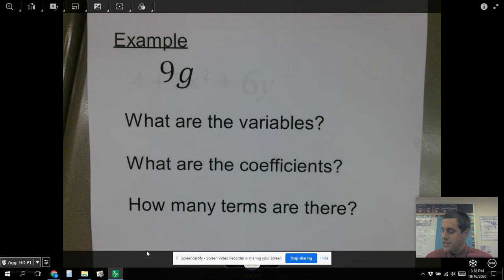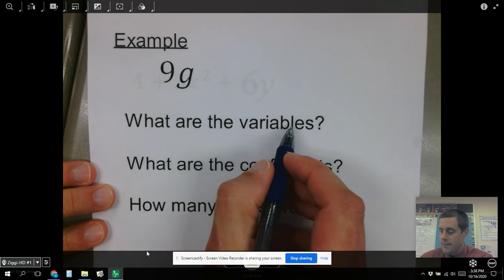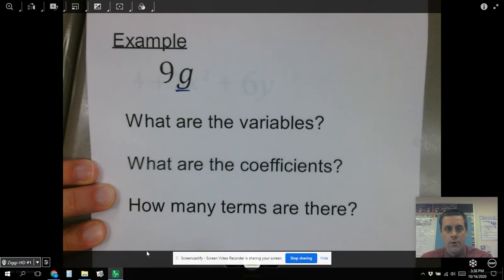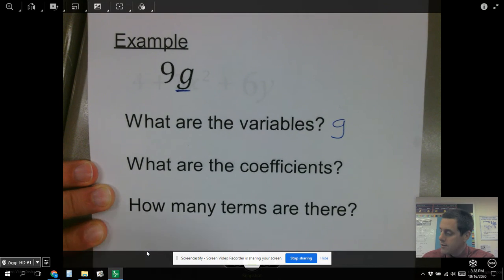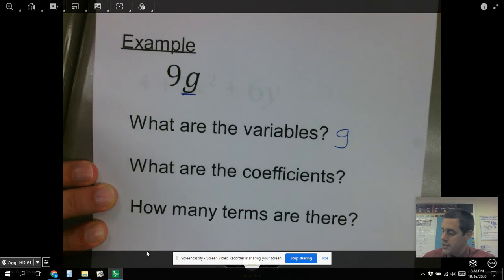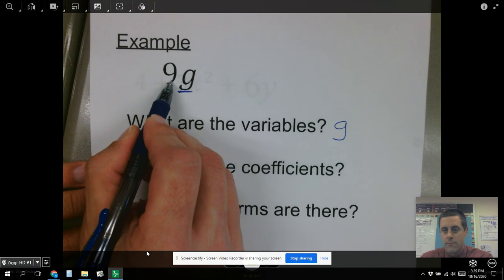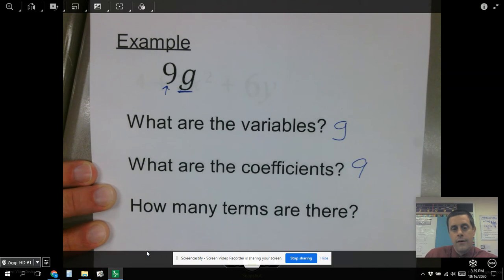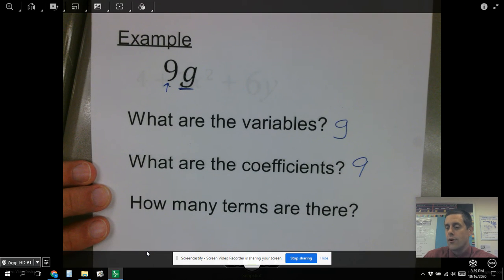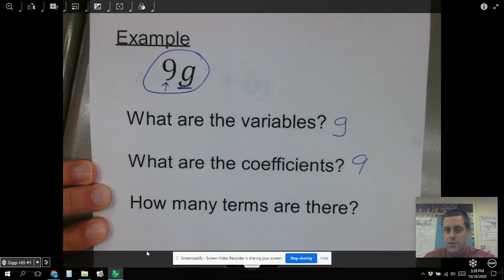All right, let's do another one, 9g. What are the variables? Symbols representing an unknown value. The only one here is g. Coefficients, what numbers are touching the variables? What are the variables being multiplied by? In this case, it's a 9. And then finally, how many terms? There are no plus or minus signs, so they are not separating any terms. So this entire expression is just one big term.